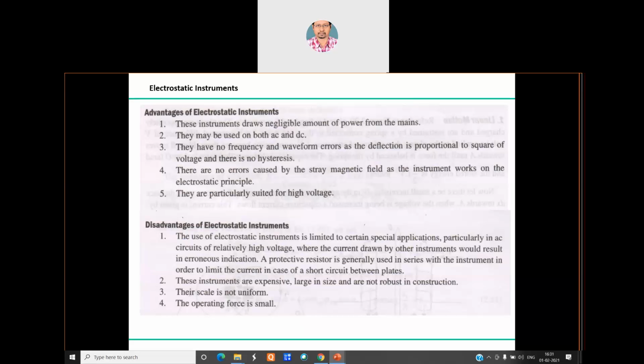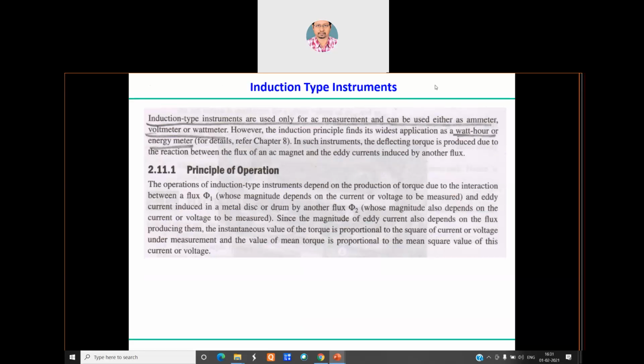But yes, you can. What are the disadvantages? The disadvantage is that you require a protective resistive mechanism connected in series with the instrument in order to limit the current. Otherwise, what happens? Your circuit can be short circuited or damaged in other ways. The instrument is expensive, large in size, not very robust in construction, the scale is non-uniform, and it can attain only a small amount of force to be exerted.